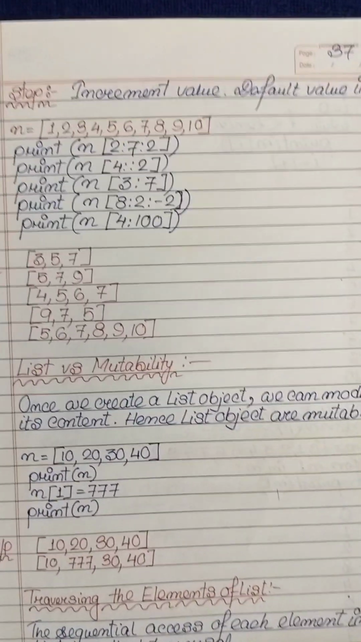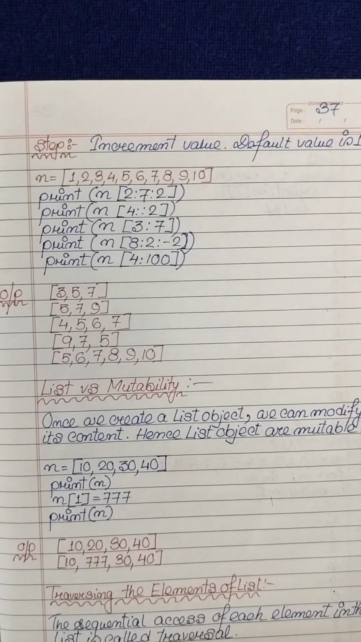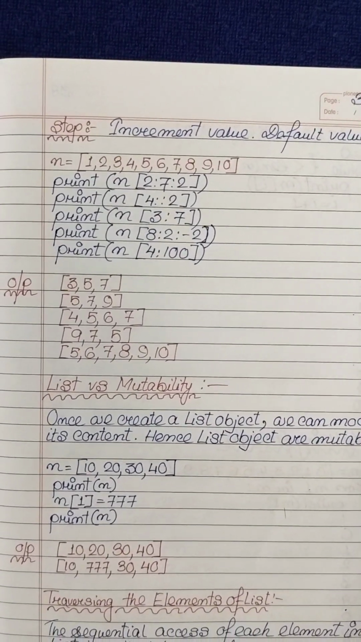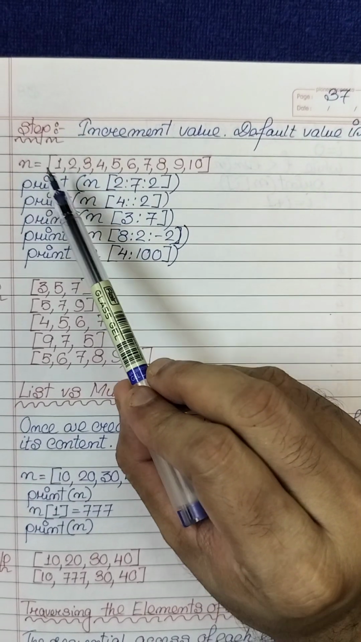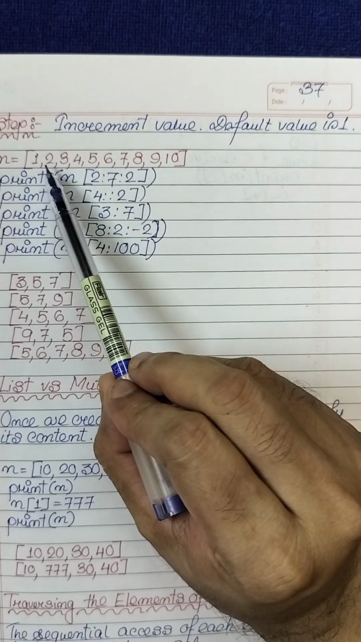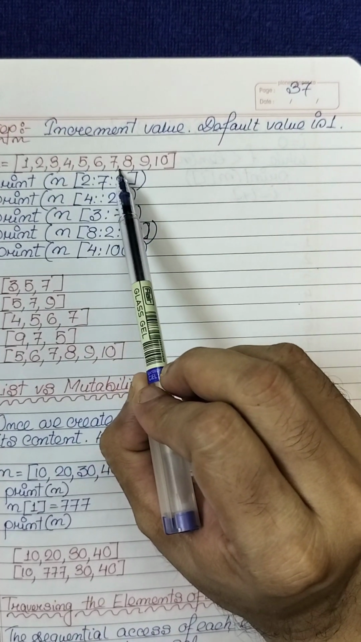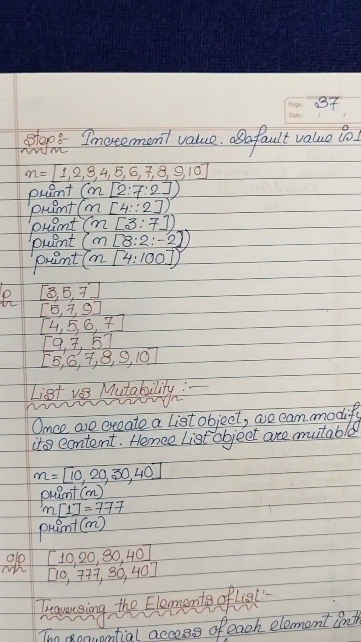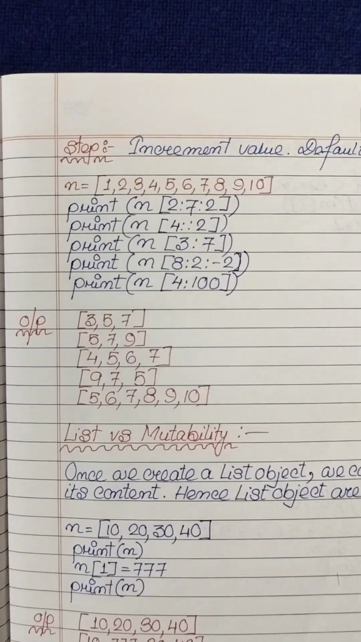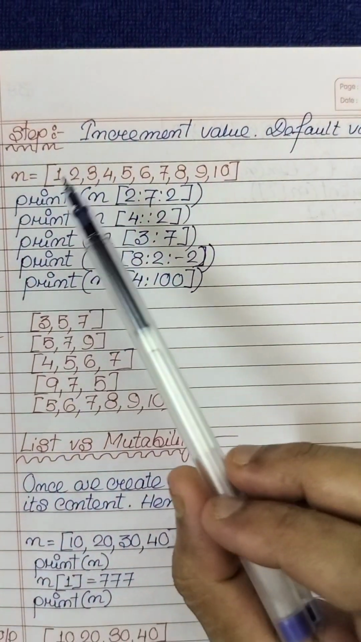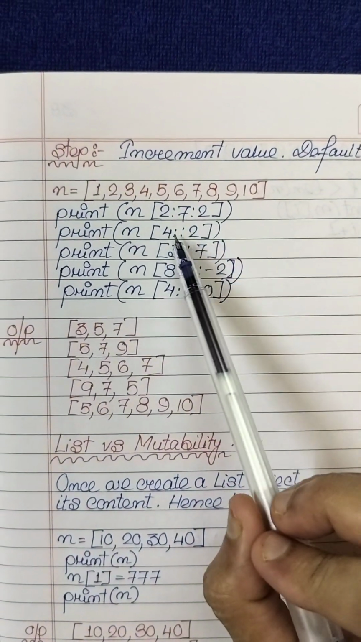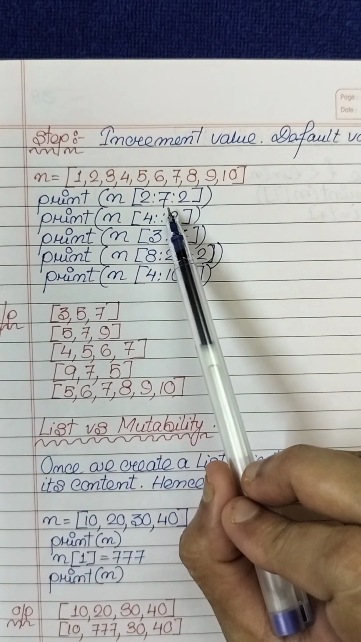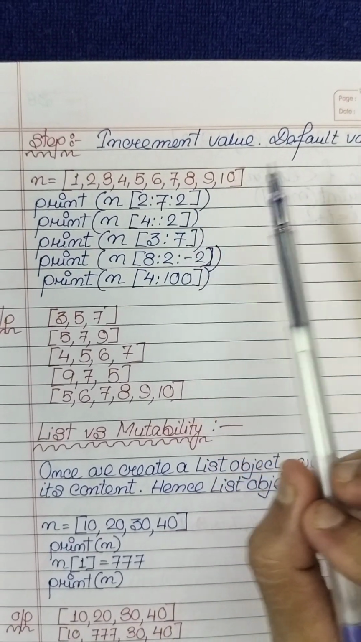Incremental value or default value is always 1. Now we are going for an example. Suppose n is the list. Here in the list the elements are 1, 2, 3, 4, 5, 6, 7, 8, 9 and 10. Now if we print n[2:7:2], the starting element is 2, stopping element is 7 and the step is 2.